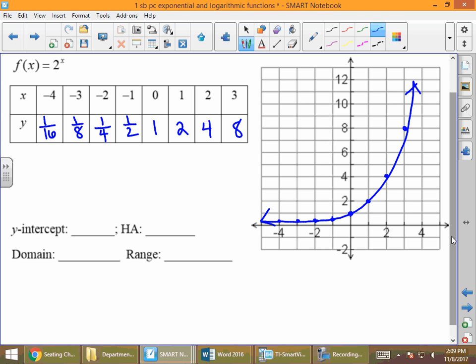And we can get some information from our picture, like our y-intercept, a horizontal asymptote, our domain and range. Easiest value here is y-intercept. What's the ordered pair for the y-intercept? 0, 1. We do have a horizontal asymptote. Do you have any idea what it might be? And we're close here. It's y equals 0.